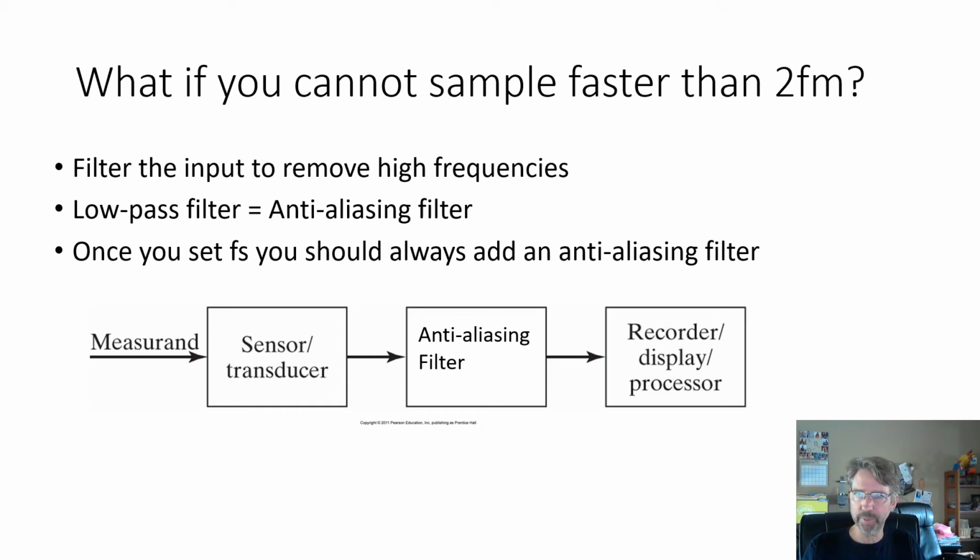Once you determine what your sampling rate is going to be, you should, as good practice, always add an anti-aliasing filter so that you guarantee that you won't have any aliasing, because you won't have any unknown high frequency signals in your system. This is a block diagram just showing how the sensor runs into the filter, and then that goes into your data acquisition system. We'll talk about filter design in later lectures.